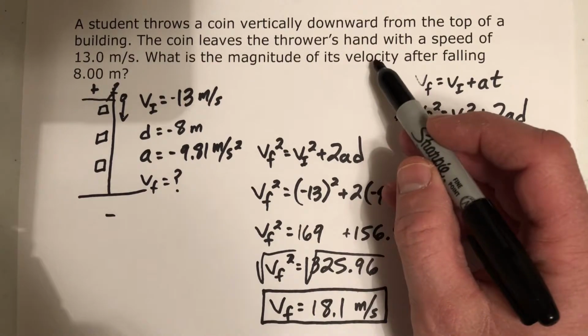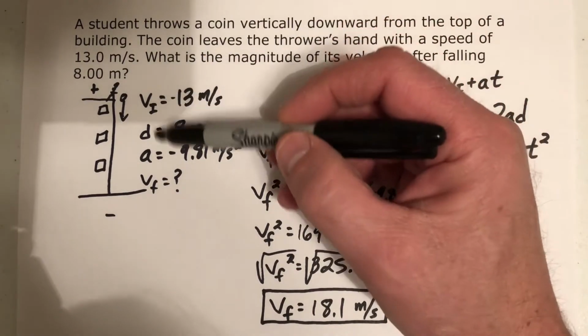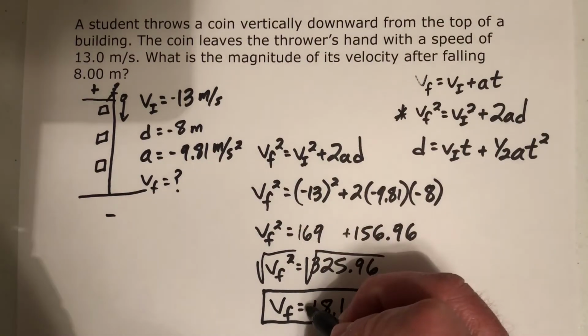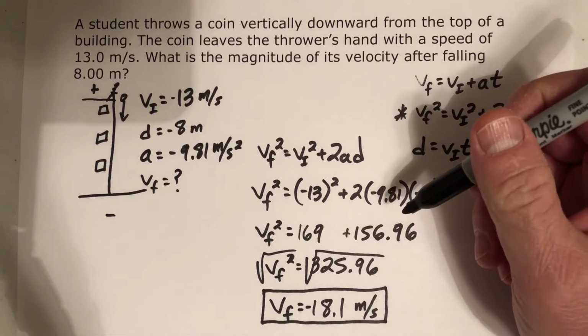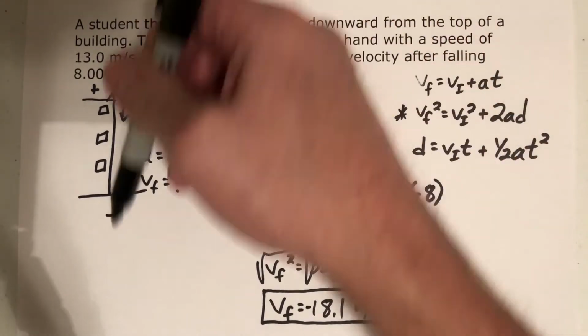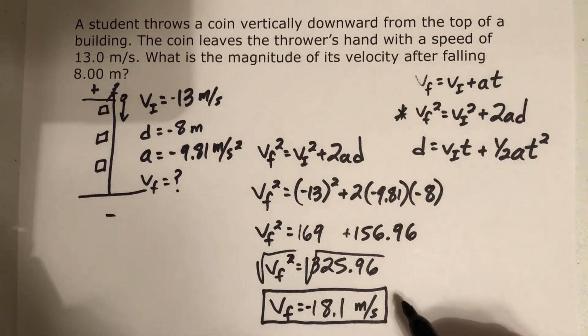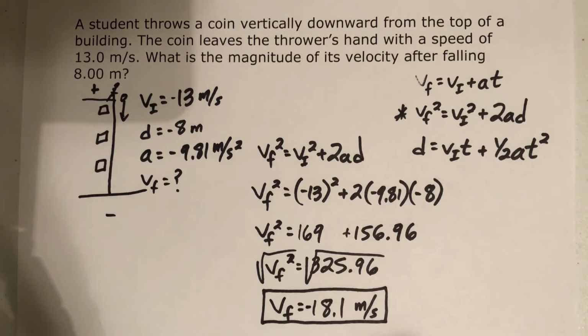This is a velocity, and we know that the final velocity, if it's thrown down, after 8 meters has to be negative. So our answer should be negative 18.1 because it is traveling down, which we have according to our picture as a negative direction. So you want to look for the answer that's as close to this as possible.